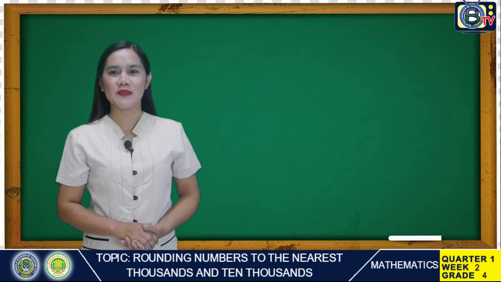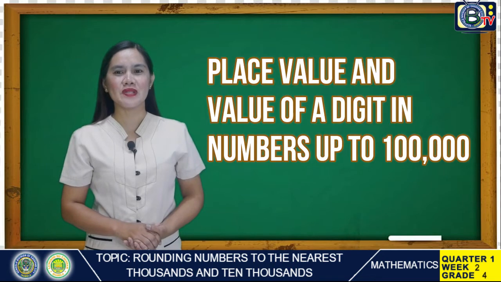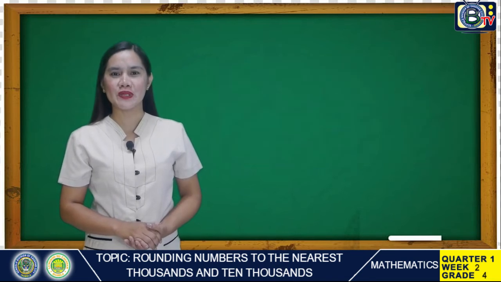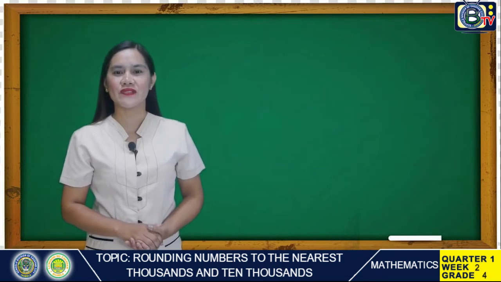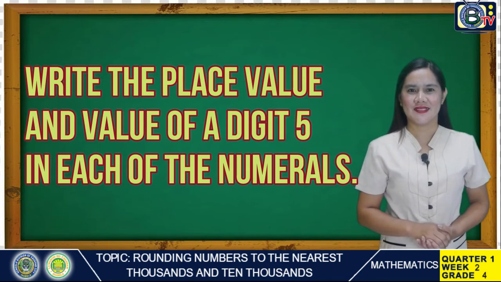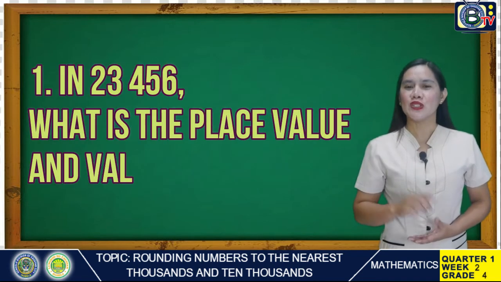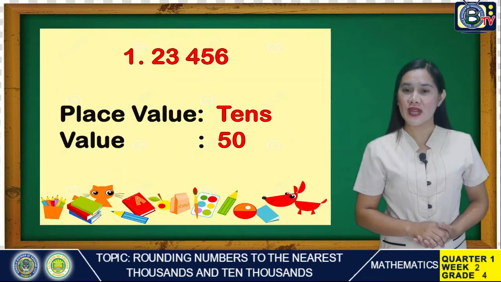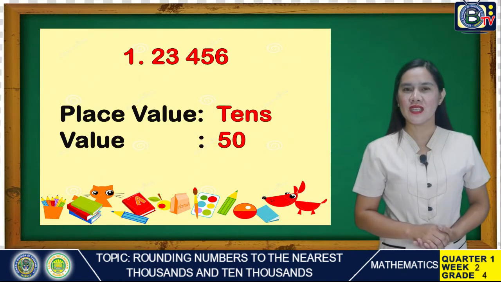Last time, we studied about place value and value of a digit in numbers up to 100,000. Now, let us check if you can still remember what we have learned last time by answering the following questions. Listen as I read the direction. Write the place value and value of the digit 5 in each of the numerals. Number 1. In 23,456, what is the place value and value of 5? If your answer is tens and the value is 50, you are correct.